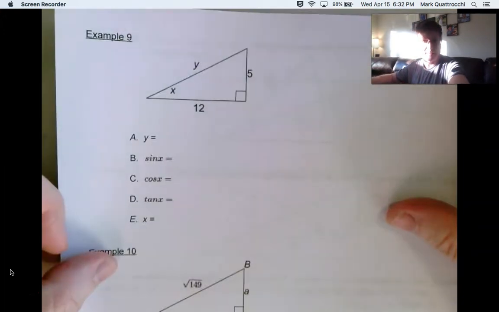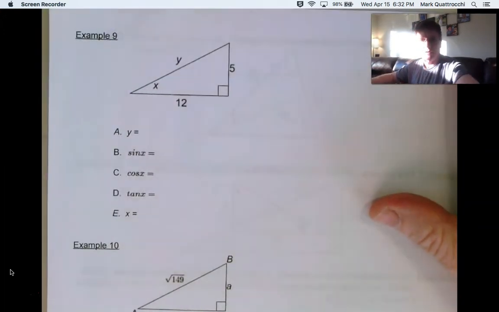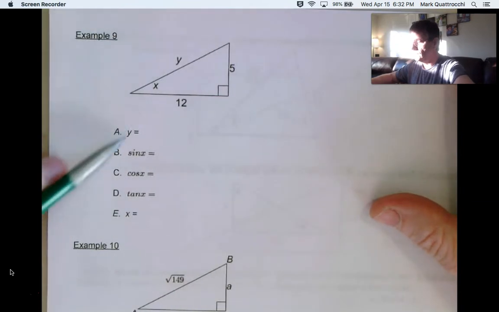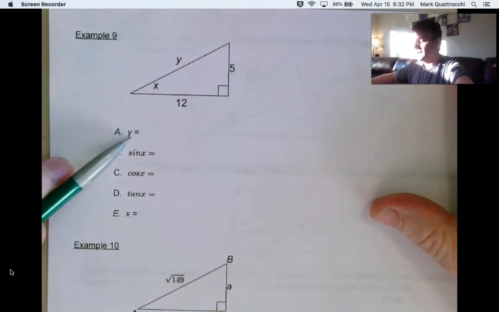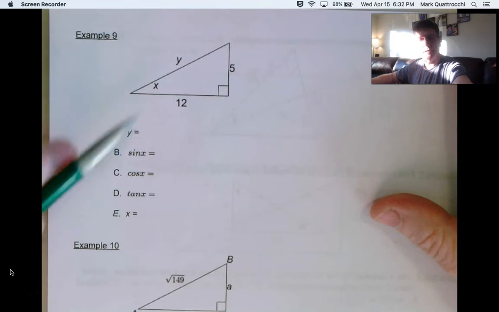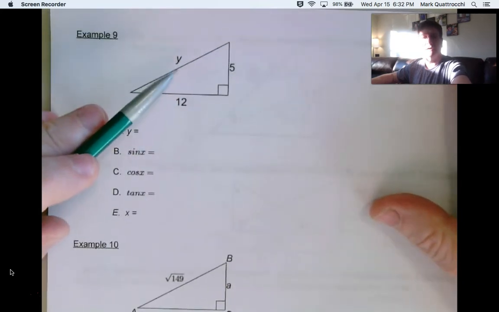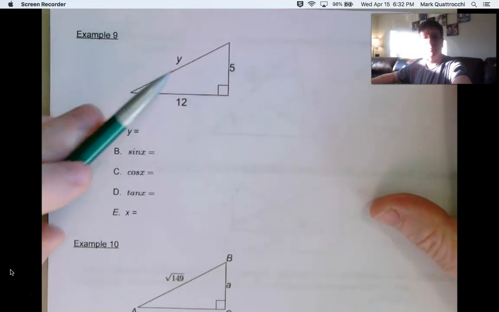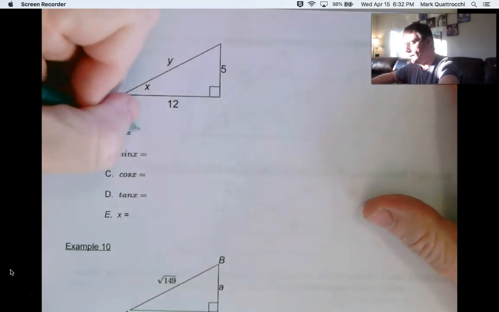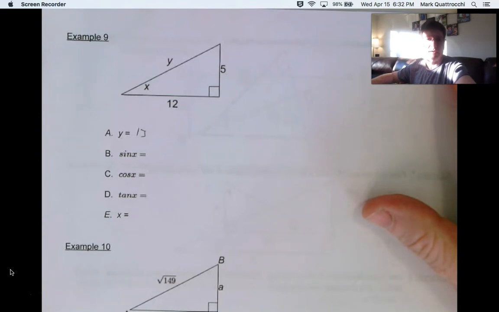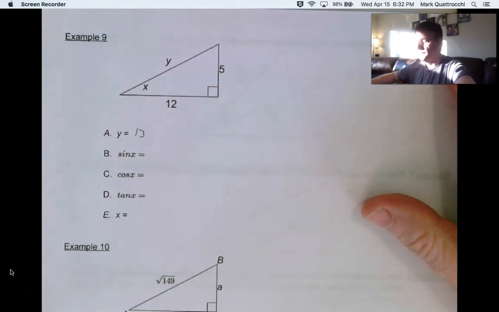Example 9. Find the value of y. How do we find the value of y? I don't have an angle measure. Oh wait, it's still a right triangle. 5, 12, Pythagorean triple, 13. You gotta know those by this point.